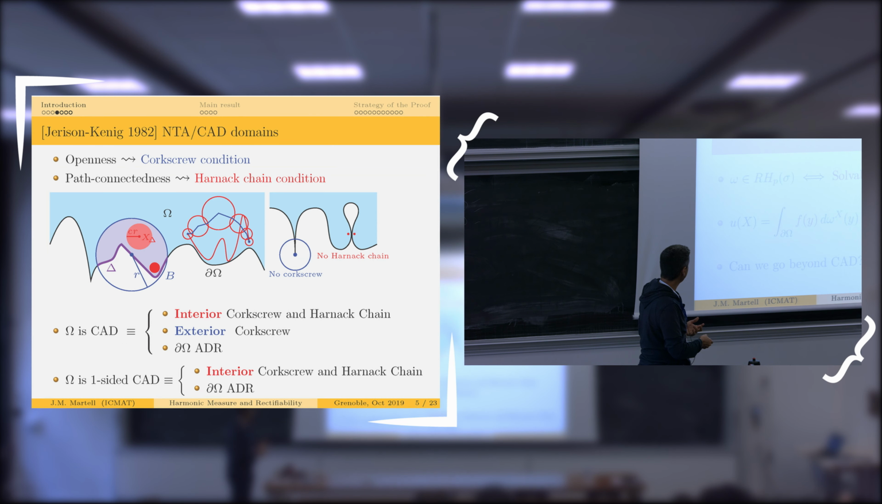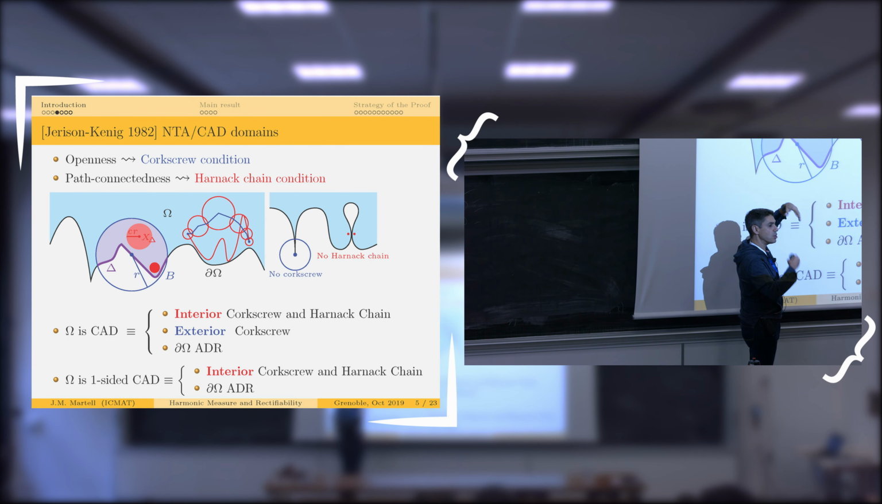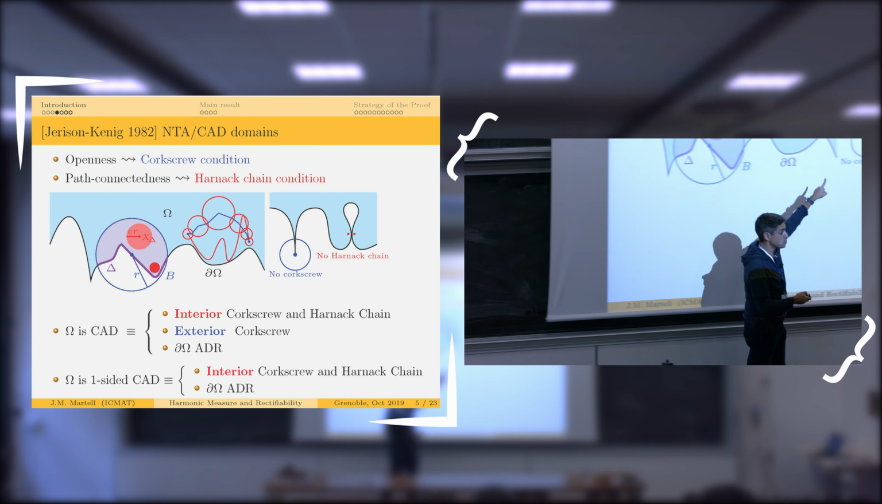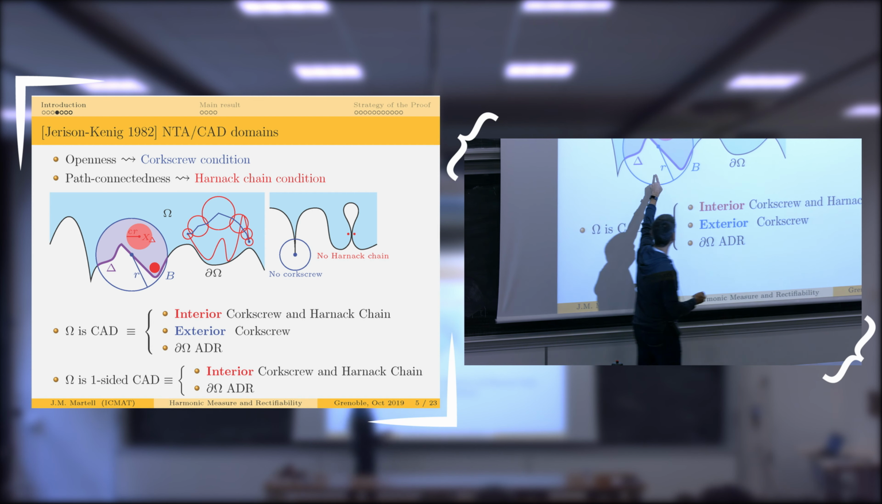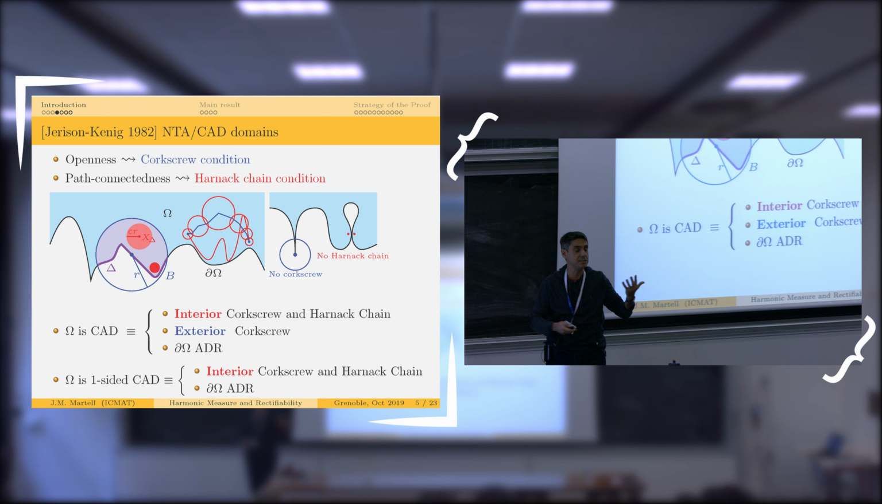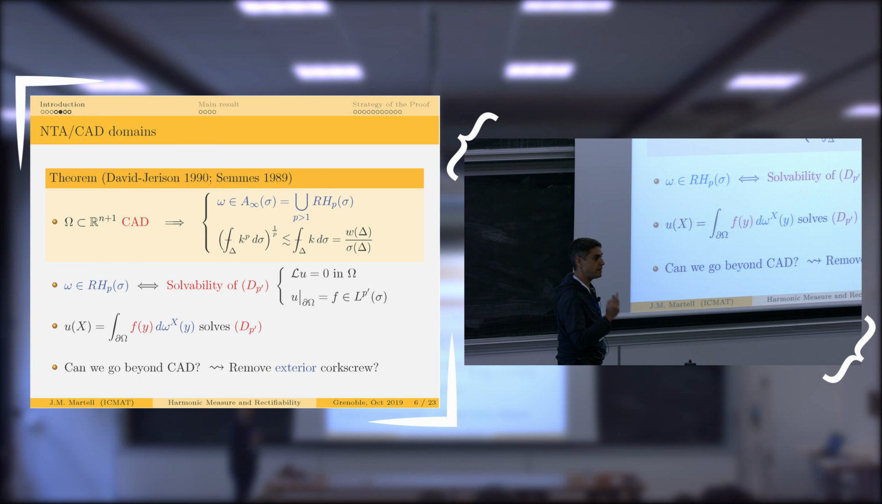Remember that the exterior corkscrew tells you that there is thickness outside, and the interior corkscrew tells you that there is some thickness inside, right? Because you are preventing these things from happening. If you assume something on the exterior, this is telling you that your exterior domain is thick, in a sense. Actually, it can be measured in some instances. So the question is, can we remove the exterior corkscrew? It looks very naive, but you'll see that actually we cannot.